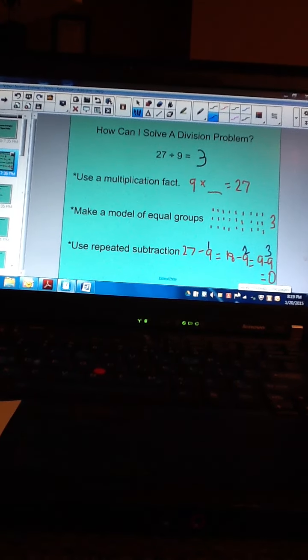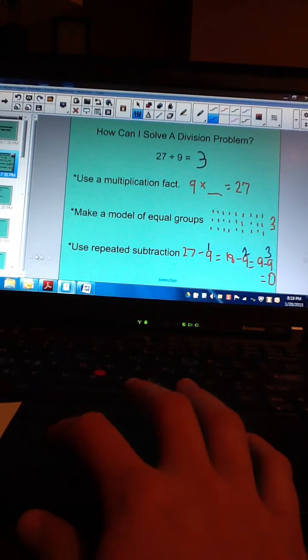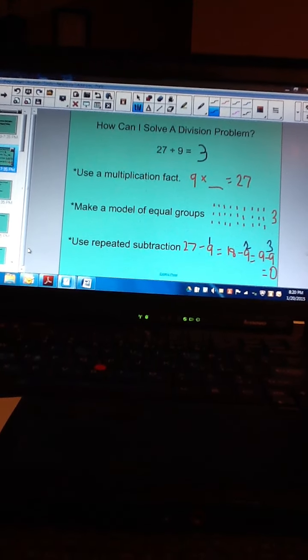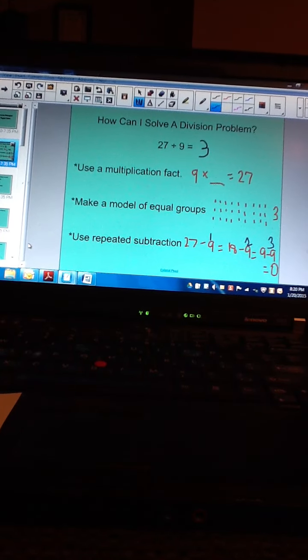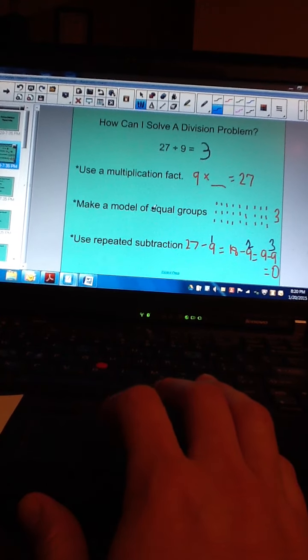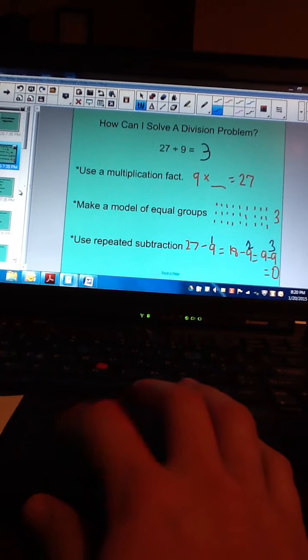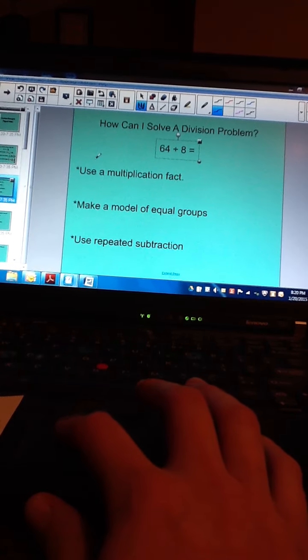And those are 3 different strategies that I could use. Do I have to use all 3 of those strategies to solve a problem? No, I don't. I need to pick the strategy that works best for me, whether it's using a multiplication fact, making a model, or using repeated subtraction. So now I want you to try this one on your own.